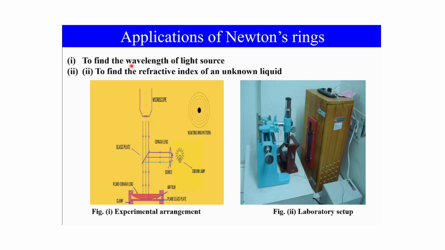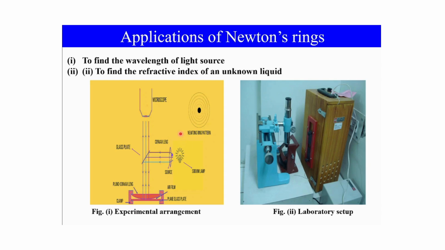Now the first application of Newton's rings is that we can find the wavelength of the given light source if we know the radius of curvature of the lens. And the second application is that we can find the refractive index of an unknown liquid. These are the two main applications of Newton's rings. In order to find the wavelength of the light source or the refractive index of the given unknown liquid, first of all we have to arrange the given components like the plano-convex lens, plane glass plate, travelling microscope and monochromatic light source, all components as shown in this diagram. Already we discussed this concept in the previous class.